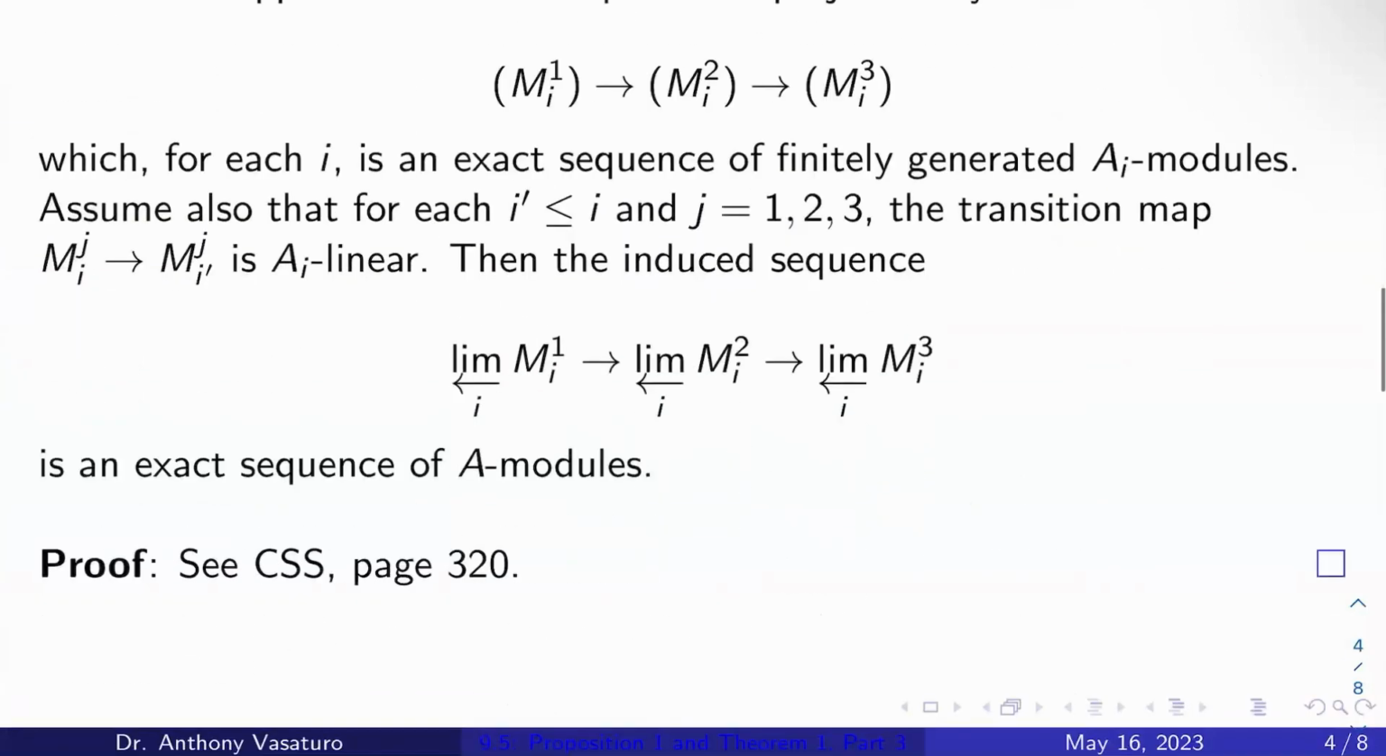So we're gonna take care of proposition 1 first. First, we need a lemma from algebra. Suppose we have a sequence of projective systems, M_1,i to M_2,i to M_3,i. And suppose we know for each i that this is an exact sequence of finitely generated A_i-modules for some rings A_i. Assume also that for each i' less than or equal to i and j equals 1, 2, or 3, the transition map M_j,i to M_j,i' is A_i-linear. Then there's an induced sequence on the inverse limits over i of M_1,i, M_2,i, and M_3,i respectively. And this turns out to be an exact sequence of A-modules.